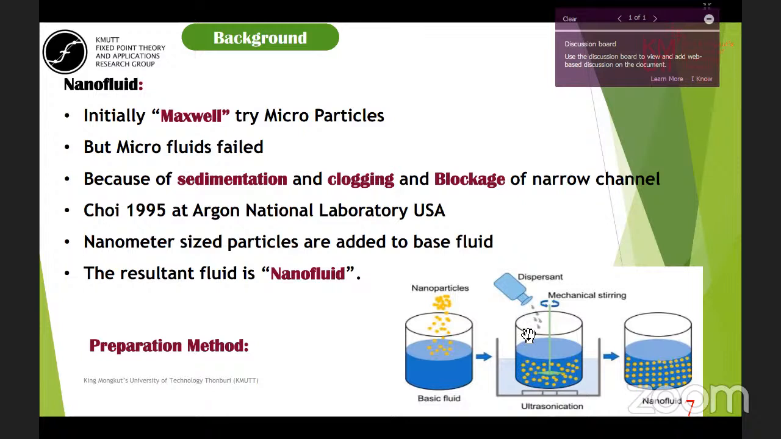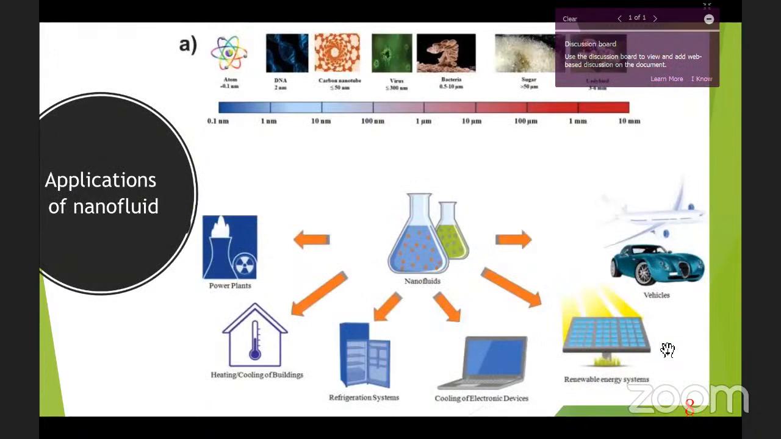This is the preparation method of nanofluid, when we insert some nanoparticles in a base fluid, and after some scientific method, we can mix these two things and finally get the nanofluid. These are the applications of nanofluids. Nowadays, nanofluids have a lot of applications: they can be used in renewable energy systems, vehicles, cooling of electronic devices, refrigerating systems, heating, cooling, and power plants.